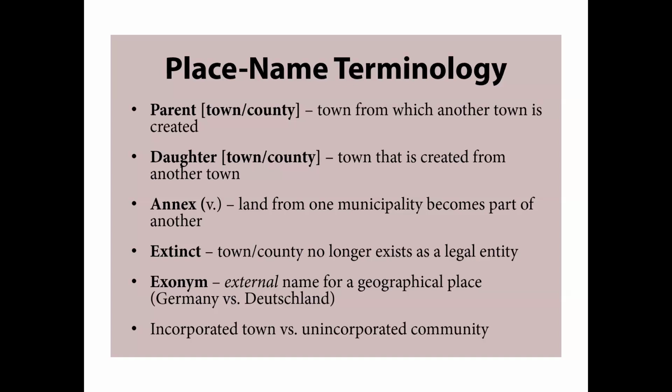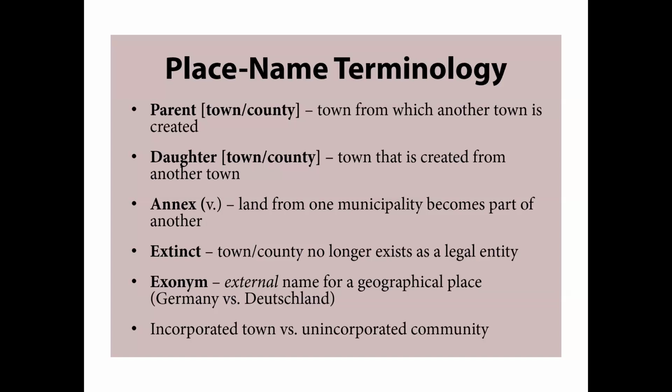An annex is land from one municipality that becomes part of another. So it doesn't mean that you have to have a name change completely. In an annex, essentially a portion of that property either becomes or is renamed to form another municipality. Extinct is when a town or a county no longer exists as a legal entity. That means the town name is completely eradicated and renamed, or the boundaries didn't last, or if you have an area such as Enfield, Massachusetts, that did exist prior to the 1930s, it's now under the Quabbin Reservoir.